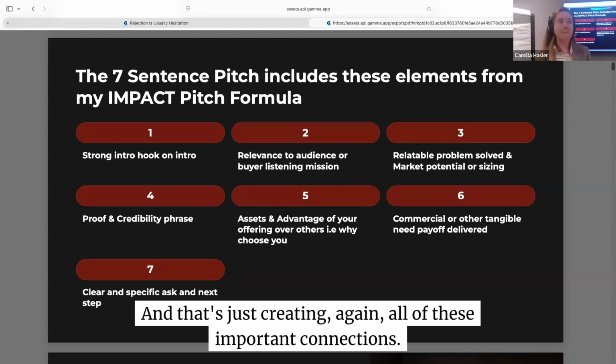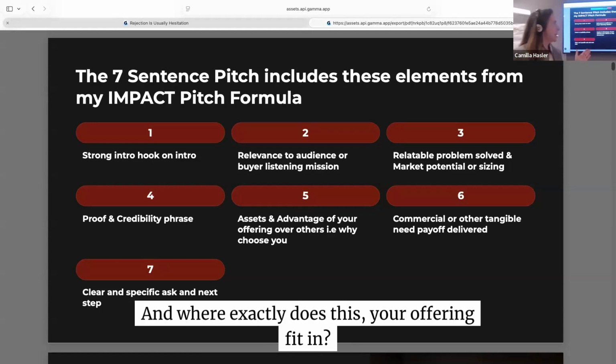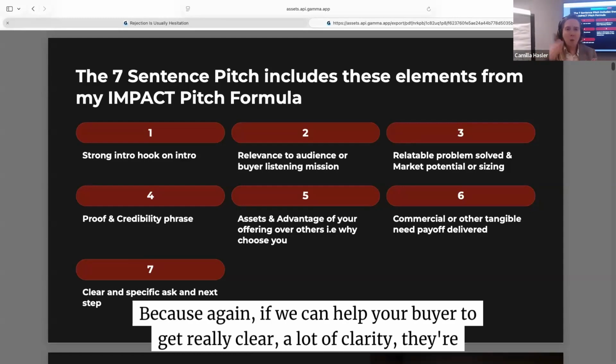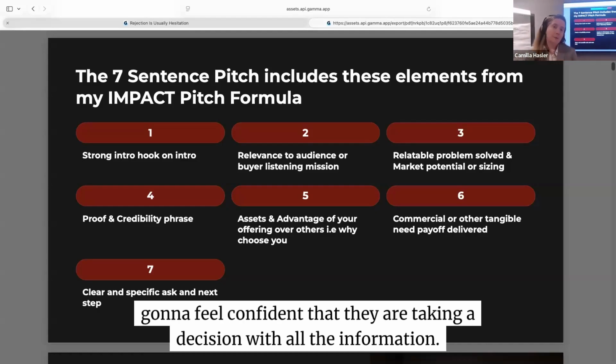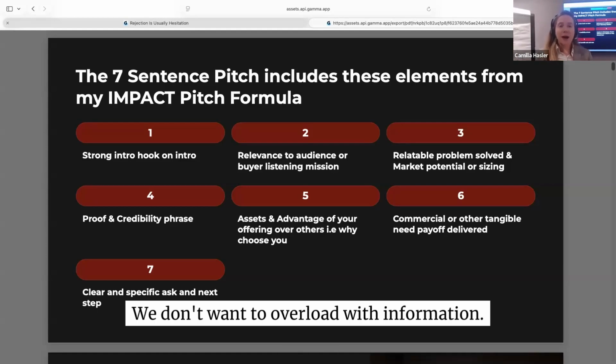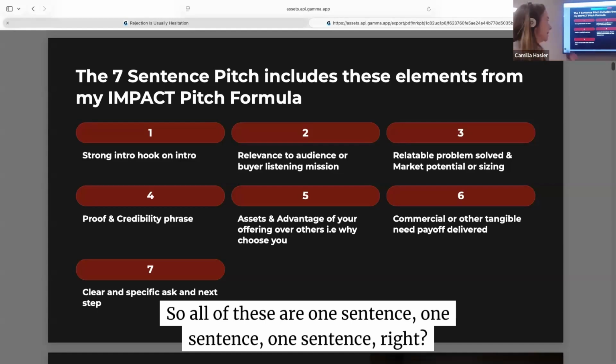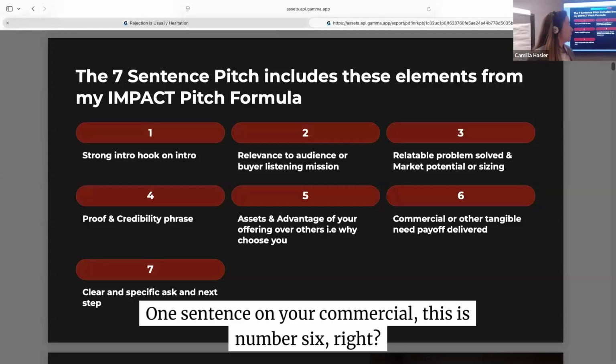That's creating all of these important connections in the mind of your buyer to say, where does this fit in? How is this relevant to them? And where exactly does your offering fit in? Because if we can help your buyer get a lot of clarity, they're going to feel confident that they are taking a decision with all the information. So it doesn't need to be exhaustive, and this is another really important thing: we don't want to overload with information. We want to give them the specific key. All of these are one sentence, one sentence on your commercial.